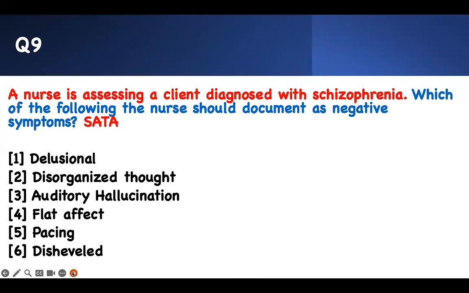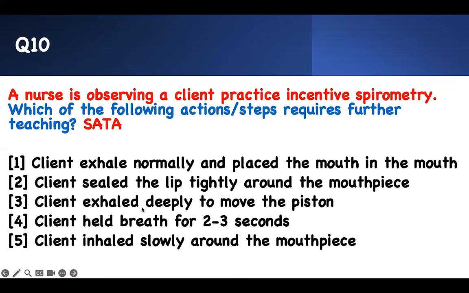And the last one. And this is observing the client practice incentive spirometer. Which of the following action steps require further teaching? Do you know how to teach a patient to do incentive spirometer? Yes. They exhale normally, and they place the mouthpiece in their mouth, right? So this is correct. Client seals the lips tightly around the mouthpiece. That's correct. Client exhales. No, they need to inhale.